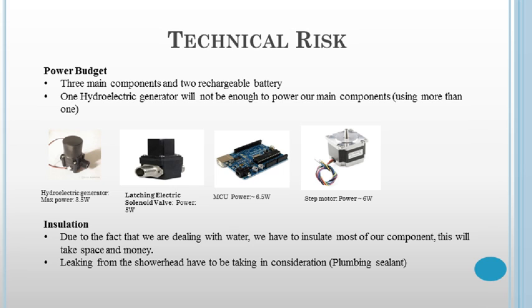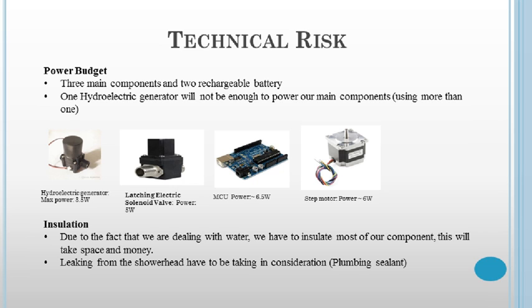I will speak now about the technical risk of our project. The first one is the power budget. Our main idea was to use one hydroelectric generator to power up our main components, but after several tests we found out that this is going to be almost impossible. So we decided to use a rechargeable battery for our main stem motor, and then to use a second rechargeable battery for our solenoid valve and for our microprocessor. This second rechargeable battery is going to be connected to 2 or more hydroelectric generators.